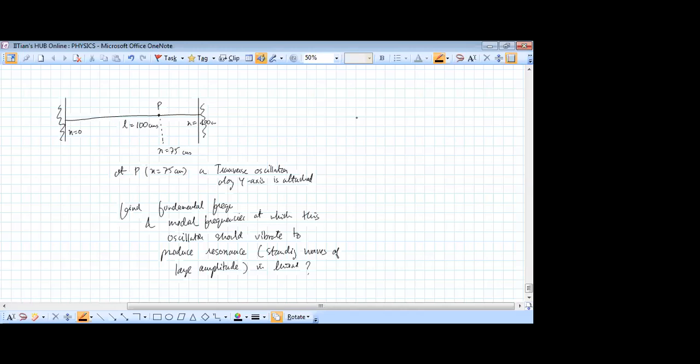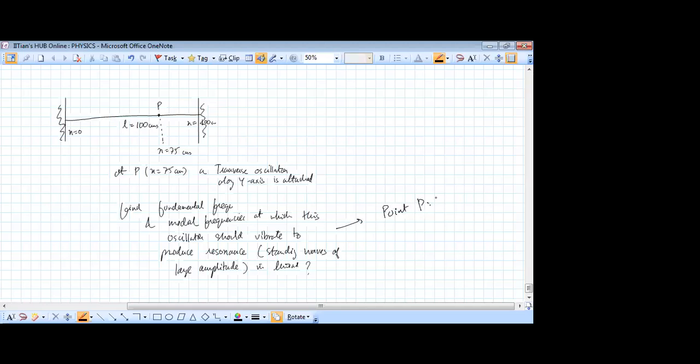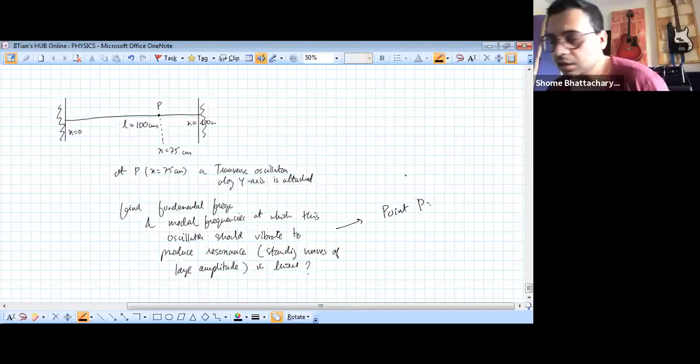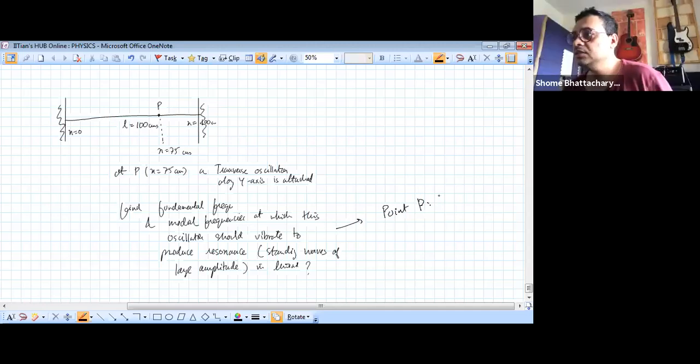Fundamental frequency you are getting V by 50. Otherwise here what will happen is the point P will be a node or antinode. The point P, Bhaskar, should it become a node or antinode? Sir, P is an oscillator, so it will be an antinode, right? Yes sir, yes Bhaskar, sorry. Sir, P itself is an oscillator, so it will be an antinode, right? Yes, correct. So P is an antinode.